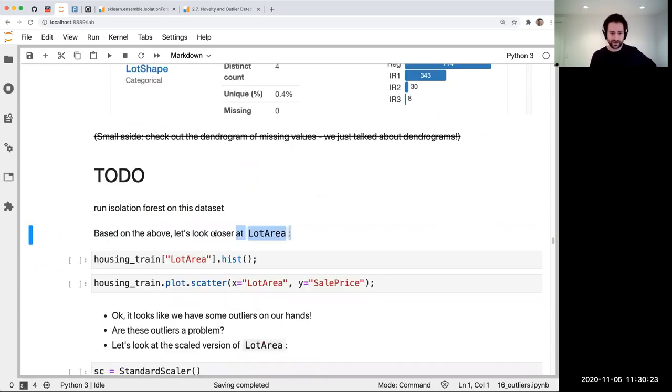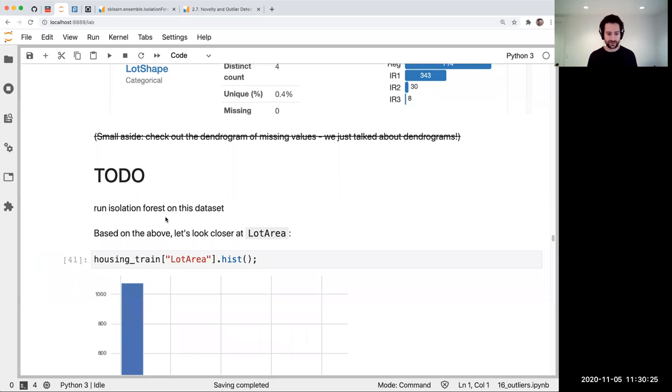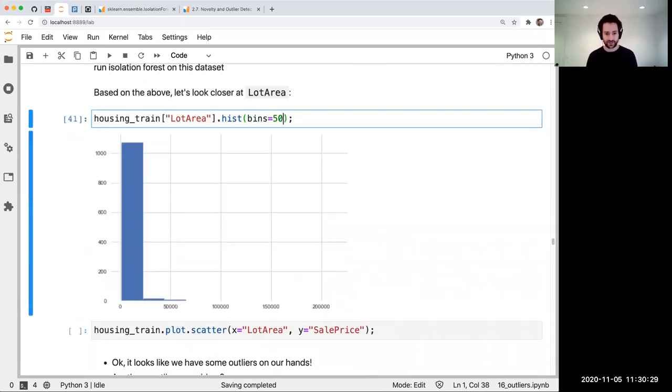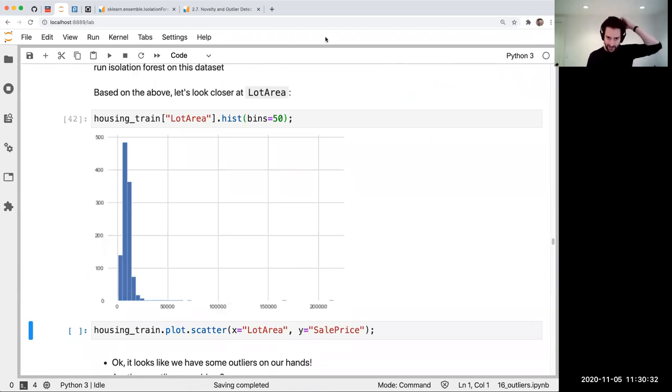Okay, so lot area looked like it was kind of interesting, so we can look at lot area a bit more, and we can maybe crank up the number of bins a little bit. So yeah, we see some very big properties here.